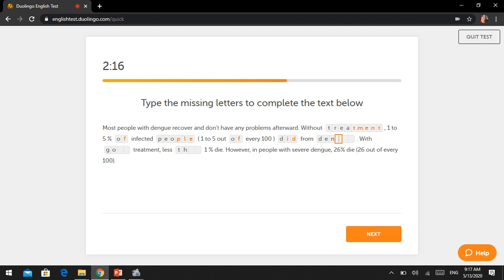Then what? Dengue. Look, even here, dengue. With good treatment, less than 1% die. However, people die from it. Alright, then everything is correct. Treatment of people who die from dengue, and good treatment.